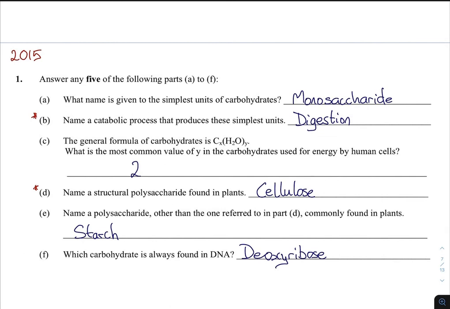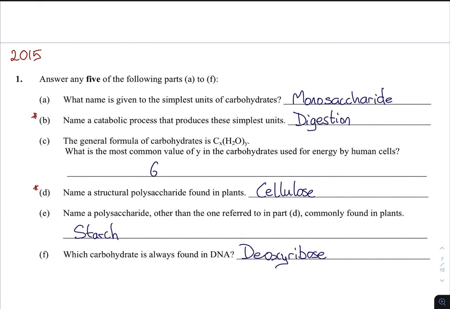The general formula of carbohydrates is CxH2O brackets Y. What is the most common value of Y in carbohydrates, used for energy by the human cells? Glucose is the most common one, and that's C6H12O6. So therefore Y has to be 2. Actually, Y is not 2. I don't know why I have 2 there. Y is 6. And for that matter, X is also 6.